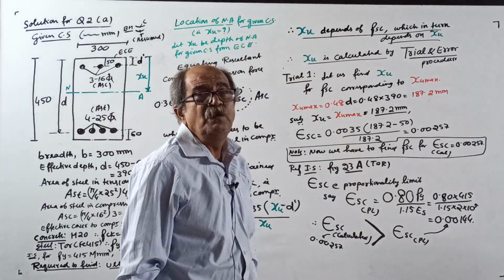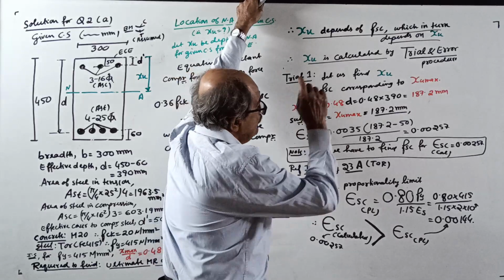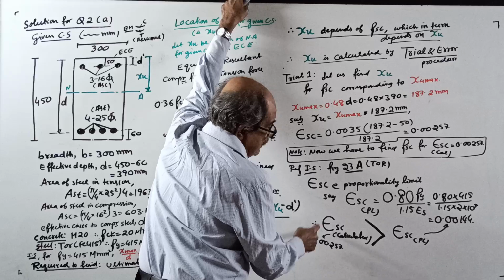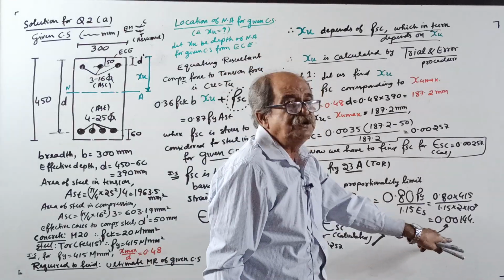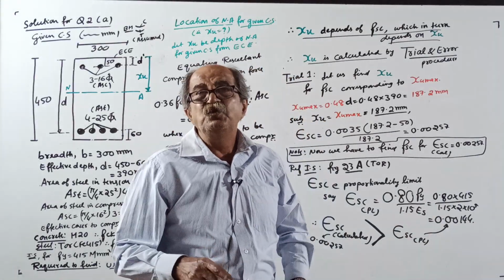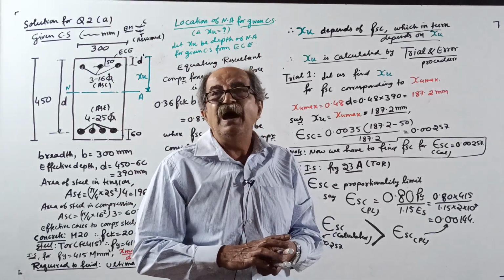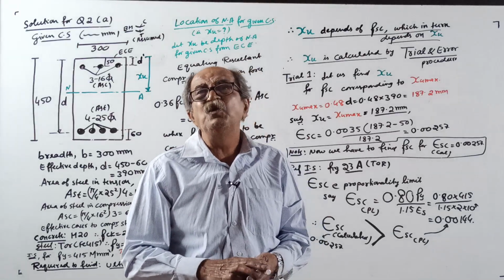Now what you have to do? You compare your actual epsilon sc, or epsilon sc calculated, 0.00257. It is more than epsilon sc at the proportional limit. What to do? I told, usually 99.99% it will come more. But I can set a question where it comes lesser. But that section will look very odd actually.